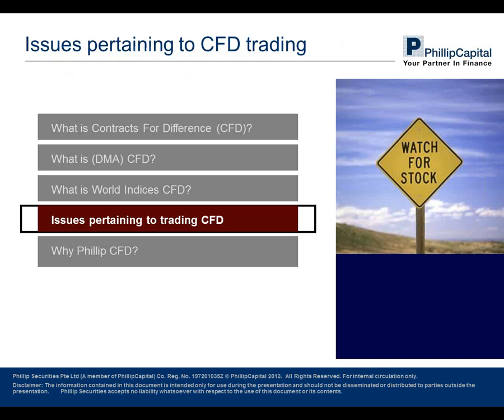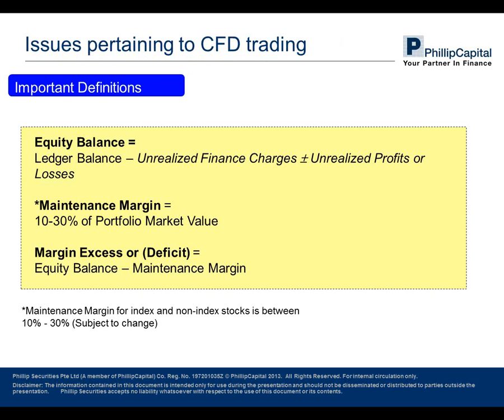So what other issues do you have to note when it comes to trading CFDs? There are some important definitions that you'll need to take note of. First of all is equity balance. This means it's your ledger minus any unrealized finance charges, and then plus or minus any unrealized profits or losses. And then on maintenance margin, this depends on what stock it is. So it's 10 to 30% of the portfolio market value. Another thing is your margin excess or deficit. This is your equity balance minus the maintenance margin.